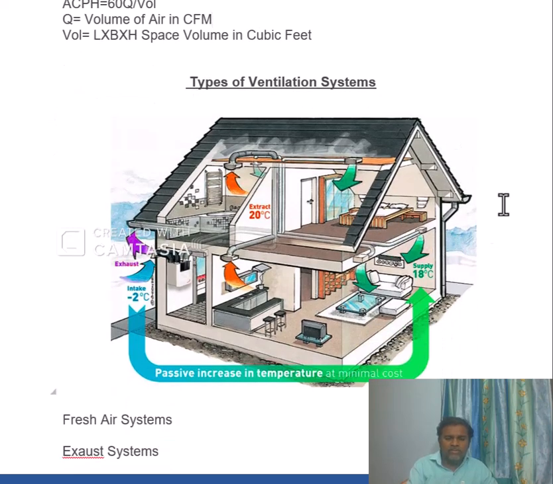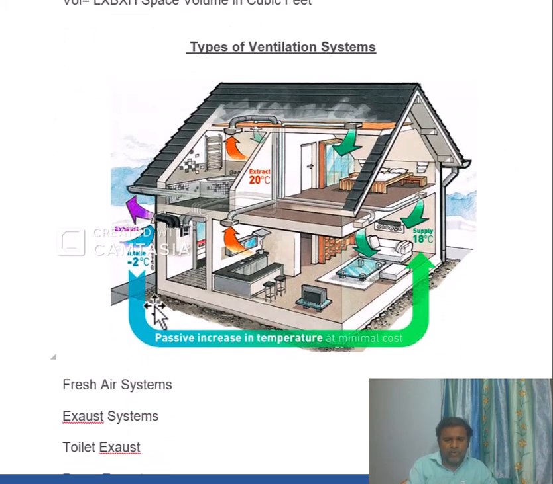See here, guys, in this diagram also, the outside temperature is in minus, and there is an intake of air that passes through and finally goes in at 18 degrees Celsius. The fresh air is circulated inside the ground floor as well as the first floor, and the exhaust is taken out from this area with the arrow, and it is taken outside.